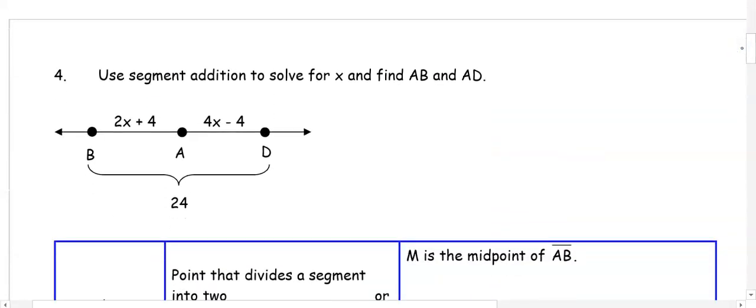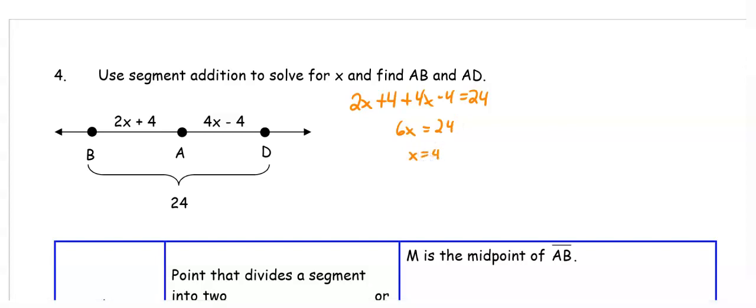In number 4, use segment addition to solve for x and then find AB and AD. This is segment addition, which we talked about yesterday. Remember that the two parts are going to equal the whole segment. So we're going to have 2x plus 4 plus 4x minus 4 is equal to 24. We combine like terms, we get 6x equals 24. Divide, x is 4. Once we have that, we can substitute in. So 2 times 4 plus 4 is 12. 4 times 4 minus 4 is 12.